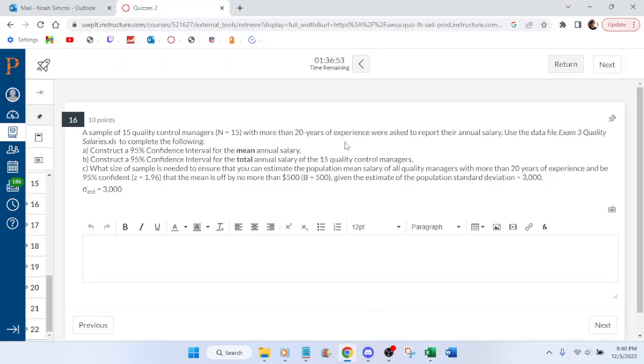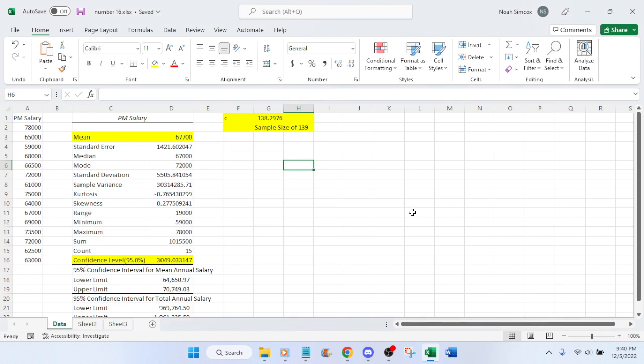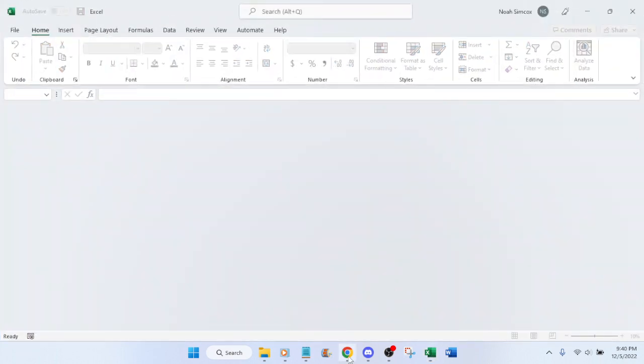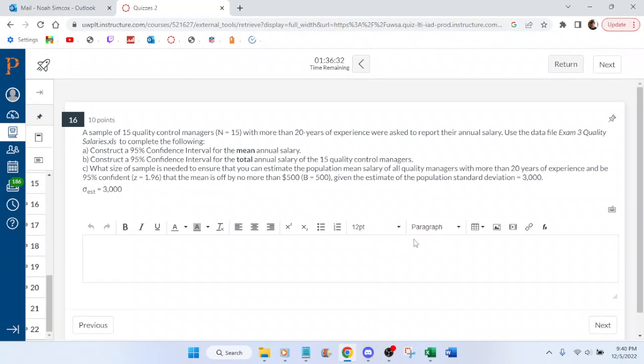Okay, so I think we're done with 16. That took forever. We're done with 16. So since we're done with 16, we close this, and we will now go on to 17.